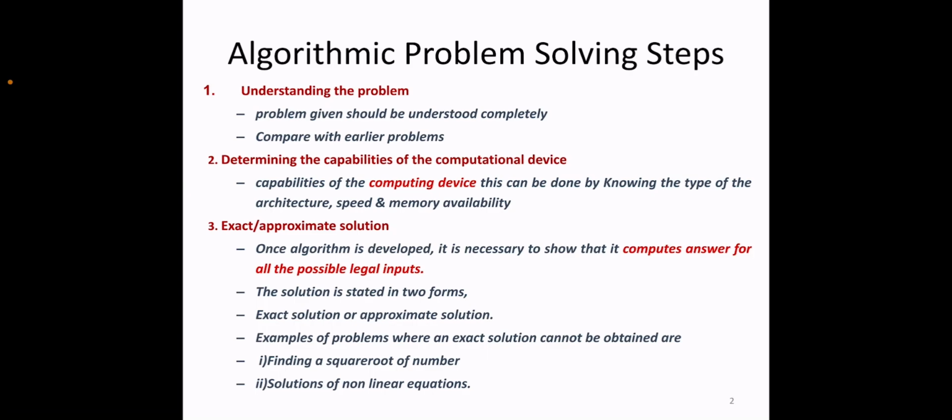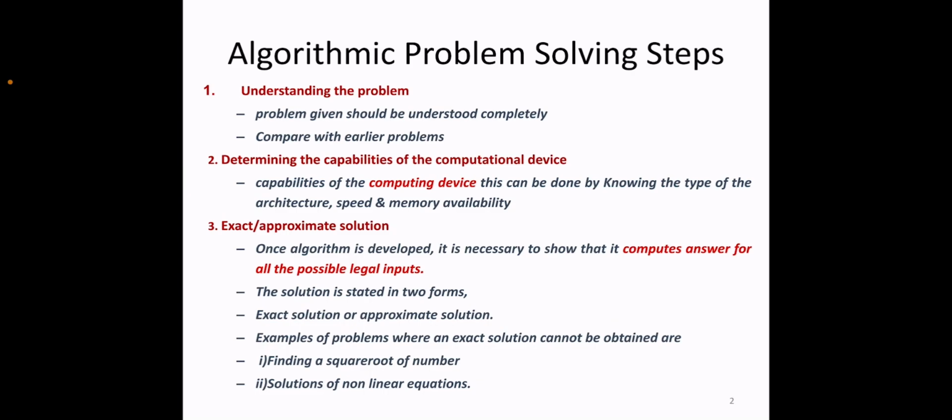Then the second one is determining the capabilities of the computational device. In which device you are going to solve your problem depends on the device capability itself. The computing device should have a suitable architecture with a correct speed, and the memory that is needed should be available. Memory availability of the computing devices is important. So you should identify the capability of the computational device.